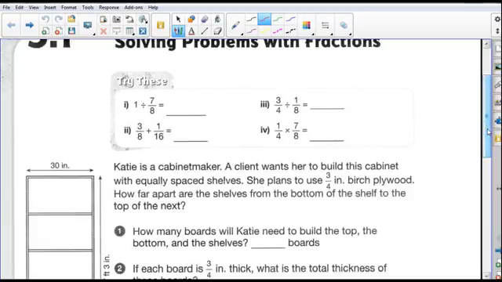1 divided by 7/8. Well, the number 1 is the same as 1 over 1 because any number divided by 1 is itself. So we're talking about 1 over 1 divided by 7/8.